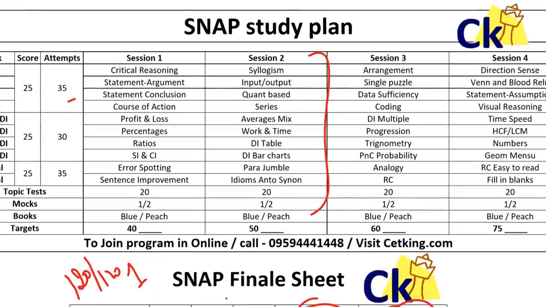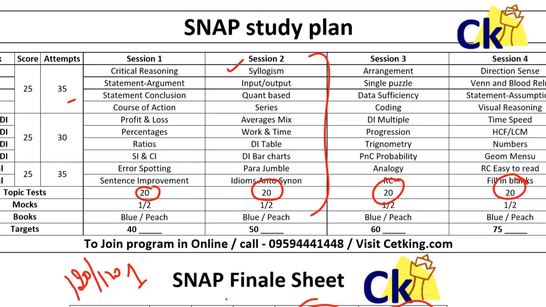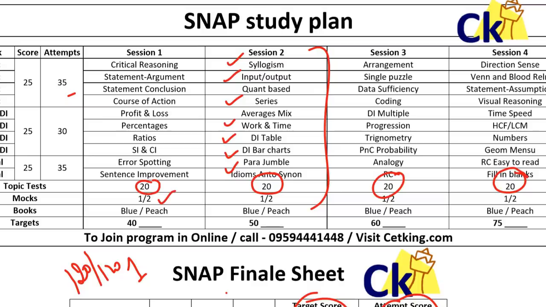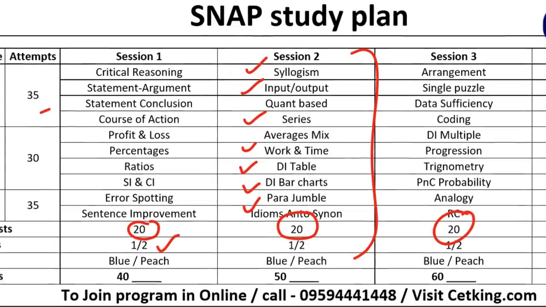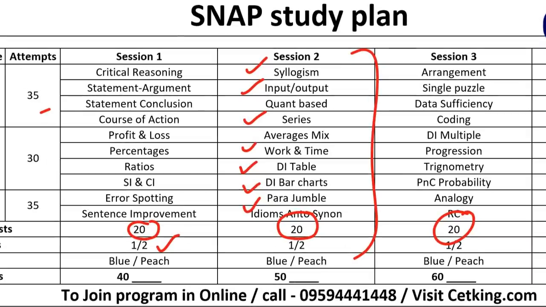Every session we are going to pick up 20 topic-wise tests. I have to go deep into syllogisms and give a test of syllogisms, input output, series. We have to go deep into every topic and give a test. And 1 to 2 mocks every week is your target. For example, if you're giving CAT, you might not do 2 mocks every week for SNAP, you can't do that. So focus on CAT, and give 1 mock every week for SNAP.